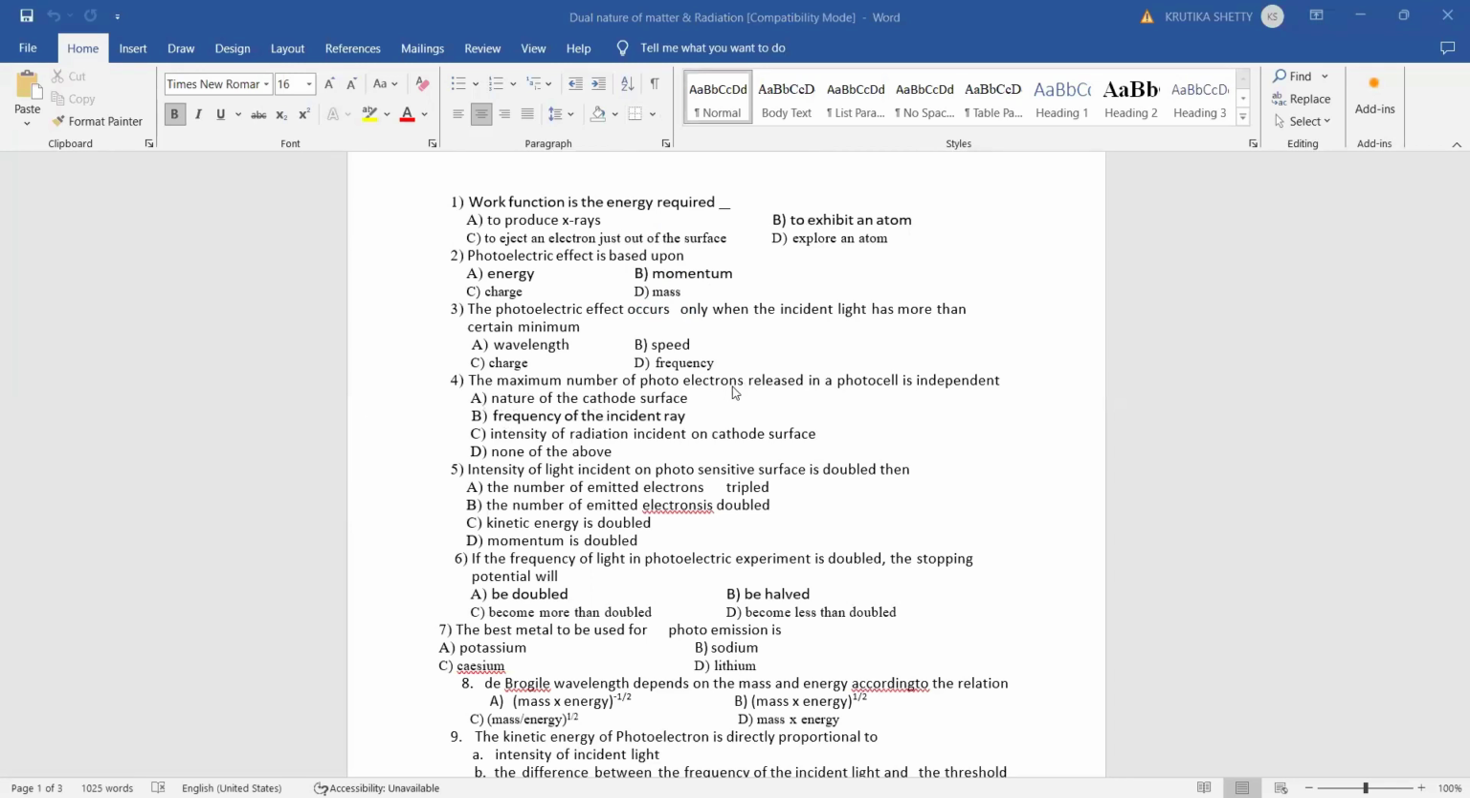The maximum number of photoelectrons released in a photocell is independent.